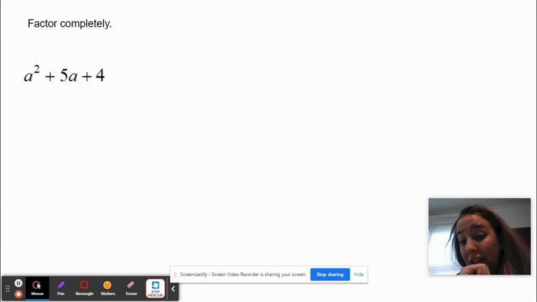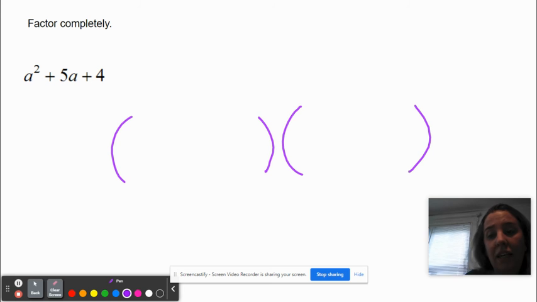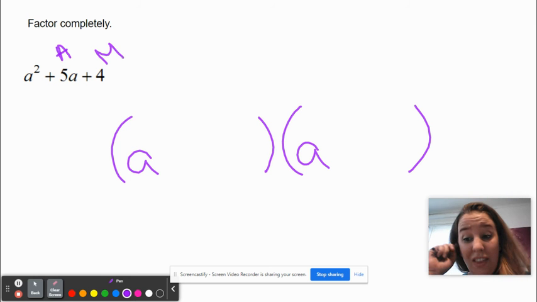Okay, so this is actually the same problem. This is the problem we just looked at, right? But we would want to break it down like this to FOIL it. And like I said, you take a, right? Now we need to come up with two numbers that add to be 5 and multiply to be 4. So you just kind of have to think it through.